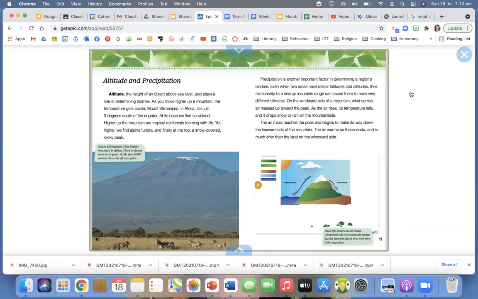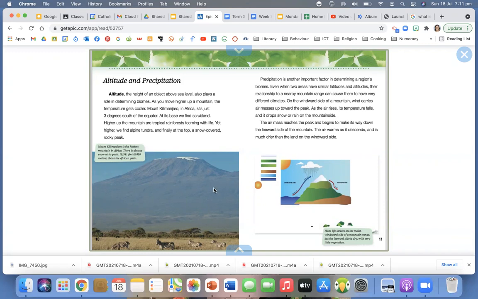very different climates. On the windward side of a mountain, wind carries air masses up towards the peak. As the air rises, its temperature falls and it drops snow or rain on the mountainside. The air mass reaches the peak and begins to make its way down the other side, the leeward side, or the other side of the mountain. The air warms as it descends and is much drier than the land on the windward side.